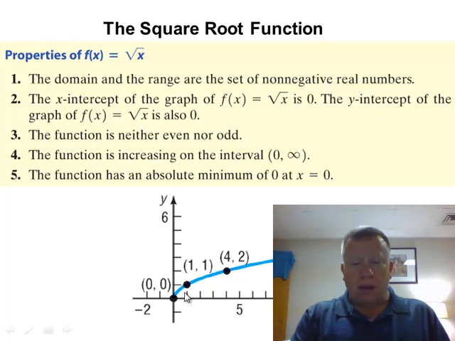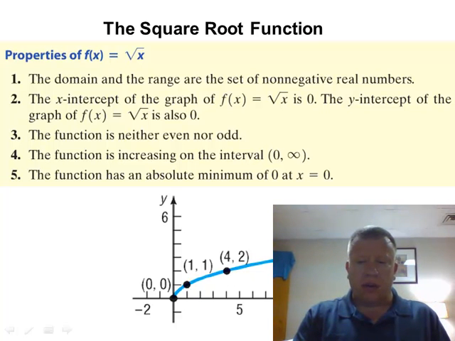And if you wanted to plot the square root function, square root of 0 is 0, square root of 1 is 1, square root of 4 is 2, square root of 9 is 3, and so forth. So it's going to come up and start leveling off the larger the values of x are. But the value of the function is always going to be increasing the larger x becomes.